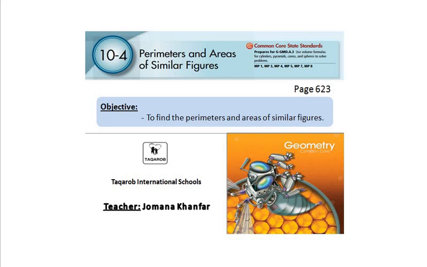Hello, this is lesson 10.4, Perimeters and Areas of Similar Figures in your geometry book on page 623. In this lesson, we will learn how to find the perimeters and areas of similar figures. In order to understand this lesson, you need to know the different formulas to calculate the perimeter and area of different shapes. You need to remember the formulas that we studied in the previous lessons.